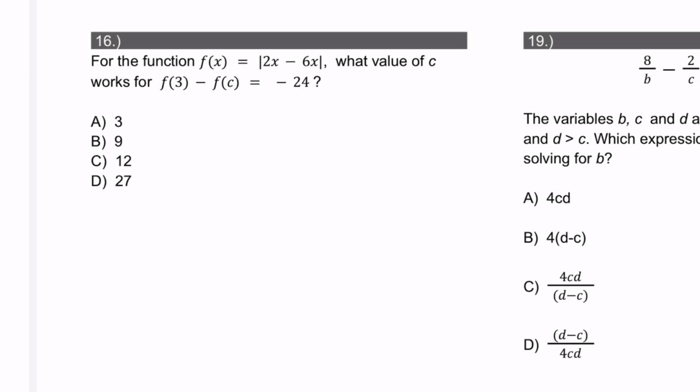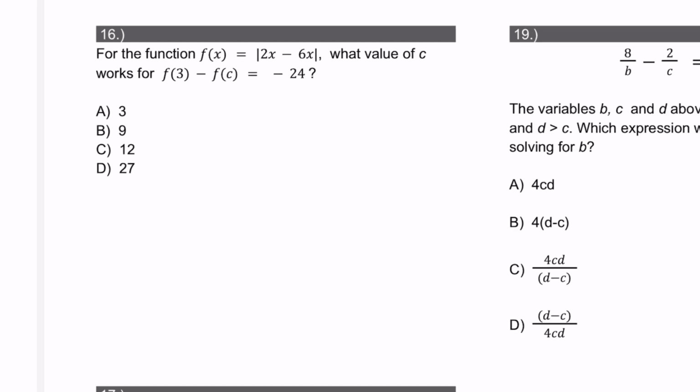Number 16 says, for the function f of x equals the absolute value of 2x minus 6x, what value of c works for f of 3 minus f of c equals negative 24? What I would do first is we can take the 2x minus 6x and just reduce that. 2x minus 6x is actually negative 4x, makes it look a little simpler.